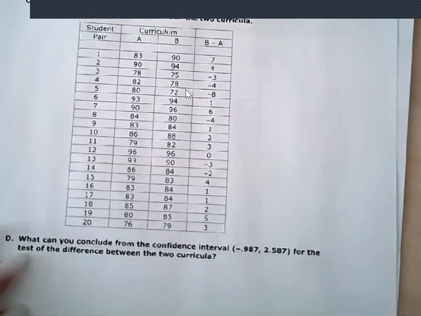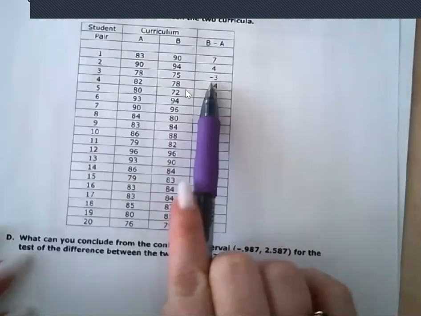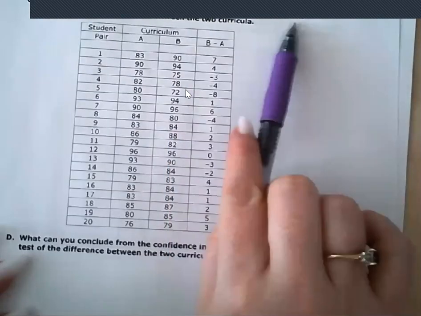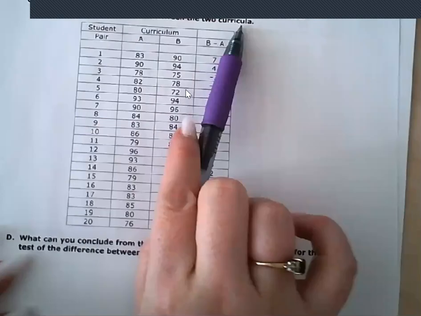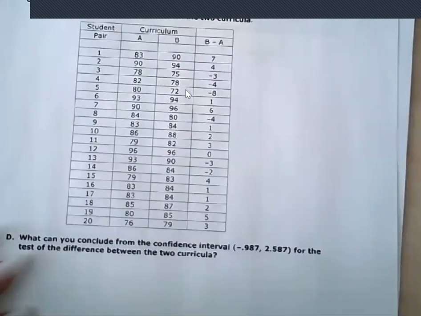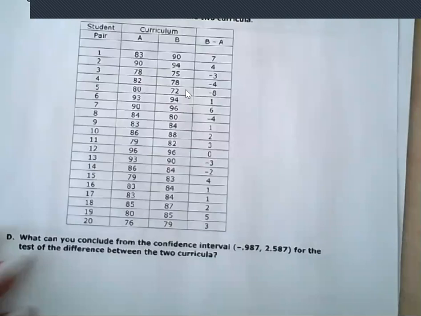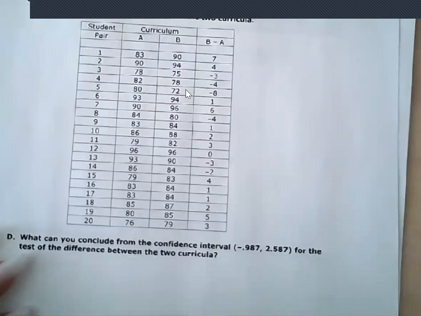So now they're saying, given this following data, create a 95% confidence interval that tests whether there's a difference between the two curricula. So again, in part A, we wrote down our hypotheses that we would use for a two-sided significance test. But remember, a confidence interval can be used in place of a two-sided significance test, and you'll get the same results.